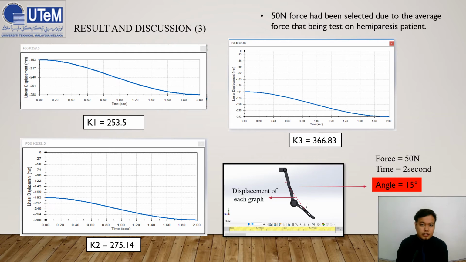We will use angle 15, as you can see in the picture, and the displacement that we will calculate is from the point joint spring 1 to the point joint spring 2. So for K1 we will generate the graph like this, and K2 we will generate the graph like this, and the third one we will get the graph like this.